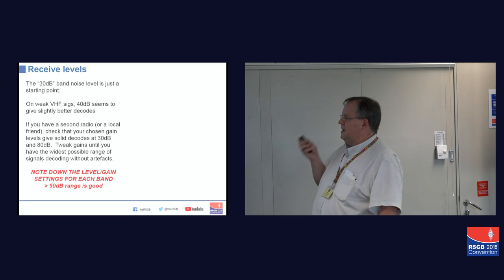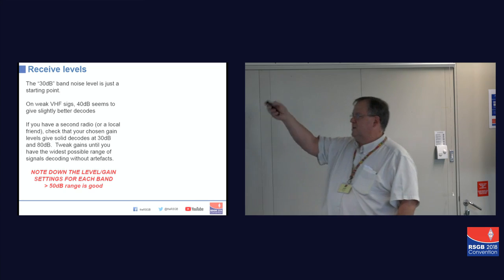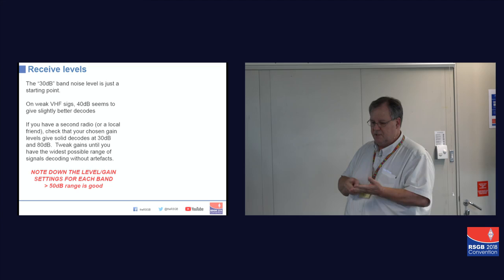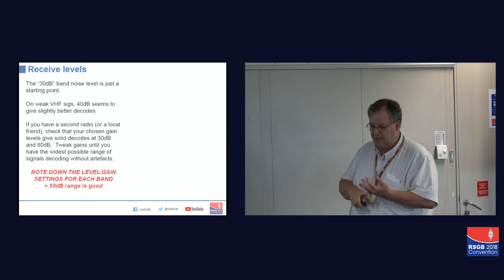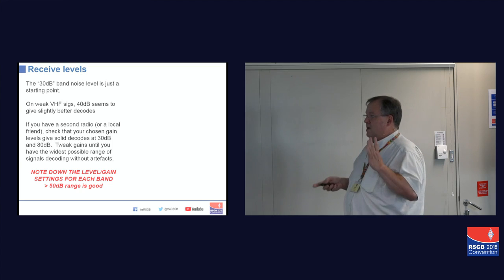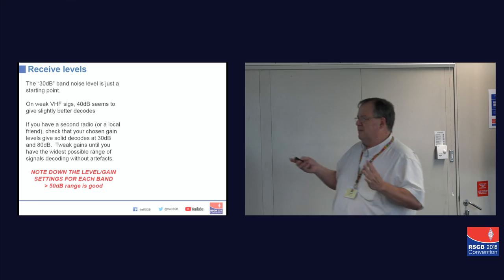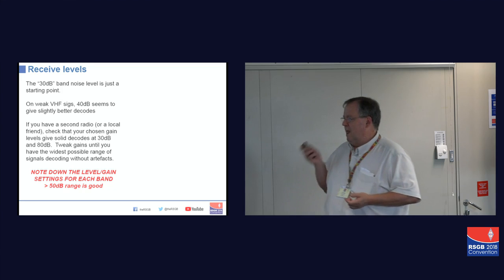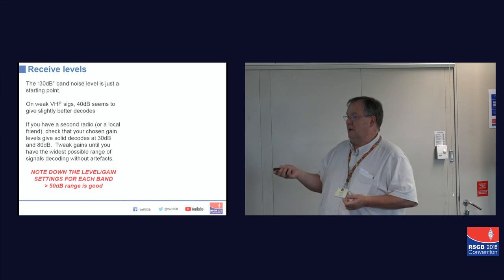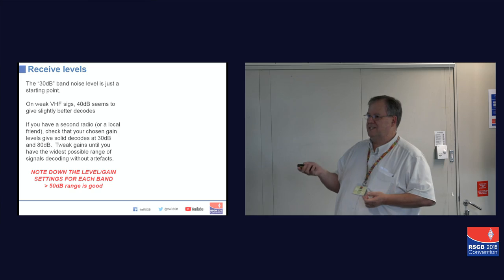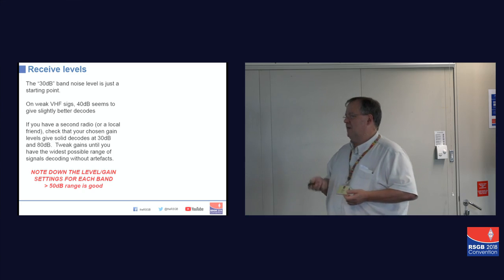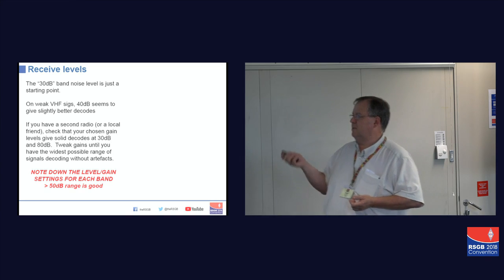If you've got a second radio or a friend, get them to send you a signal and make sure you can get solid decodes right down to 30 dB and right up to 80 dB. If you haven't got any friends, well, you can use a second radio. But make sure, unlike me, you write down the level and gain settings for each band because you will forget them. You should be able to get 50 dB.